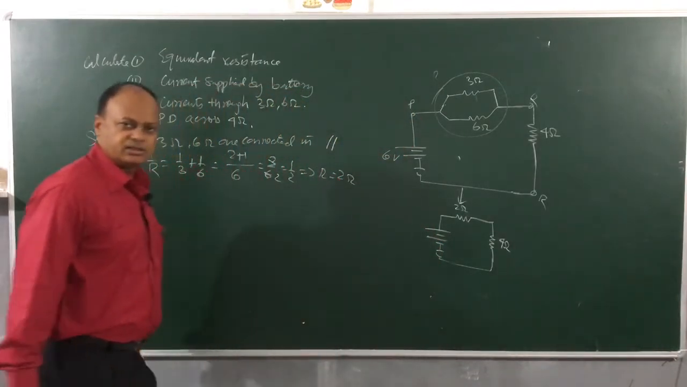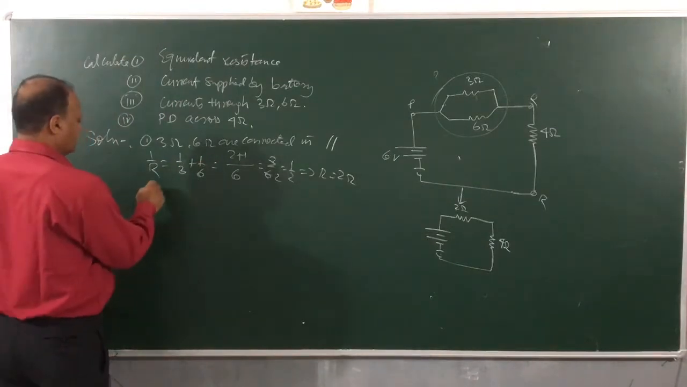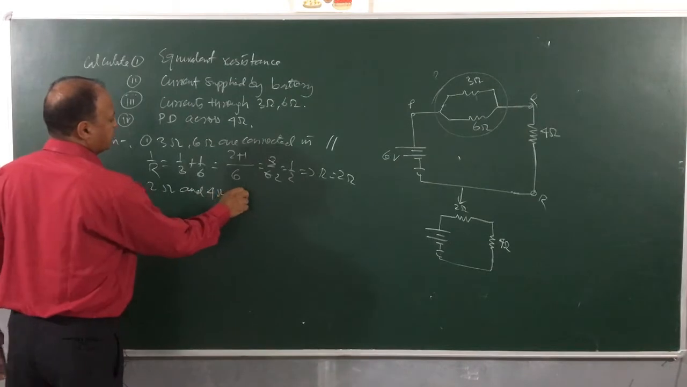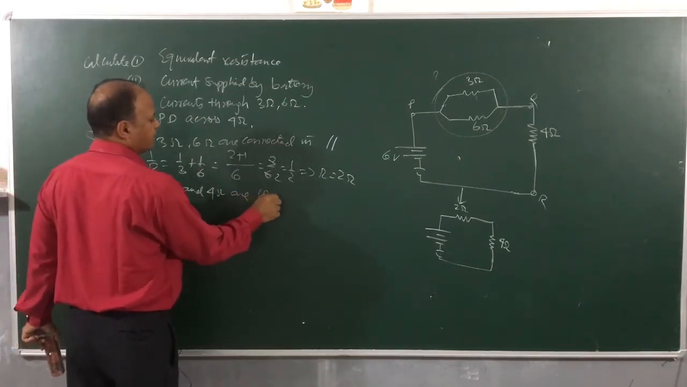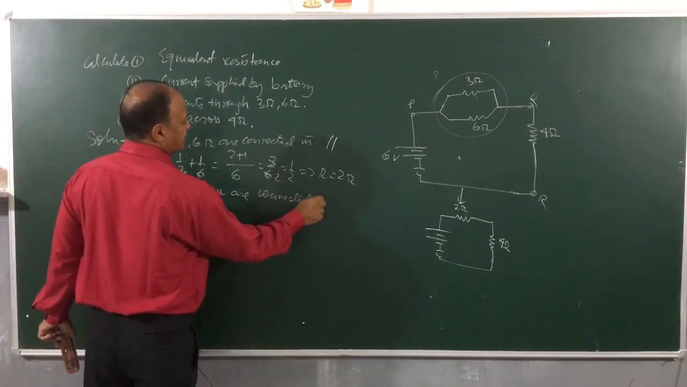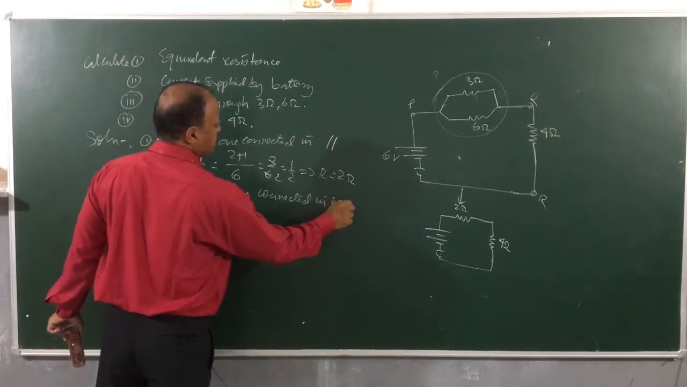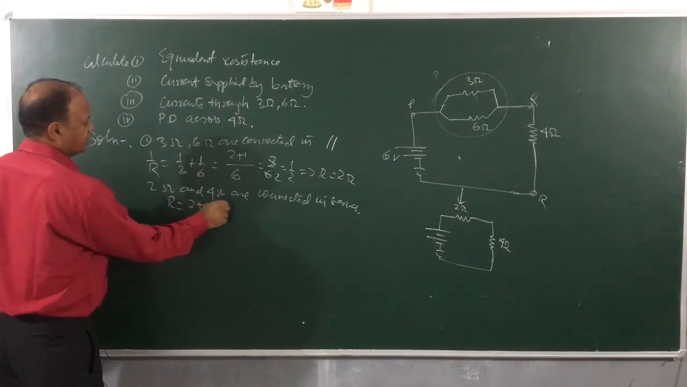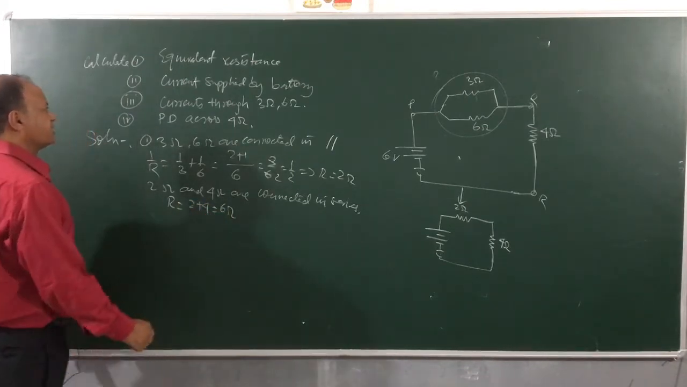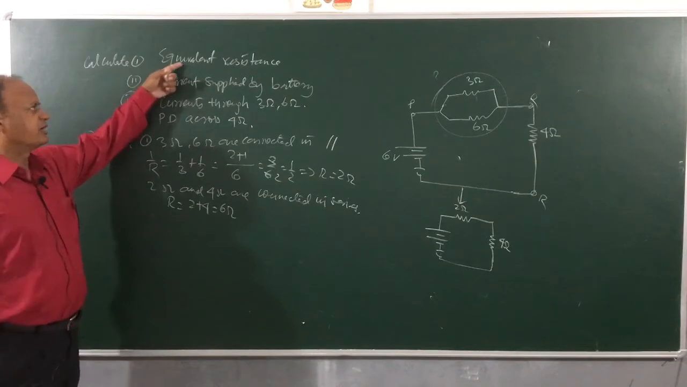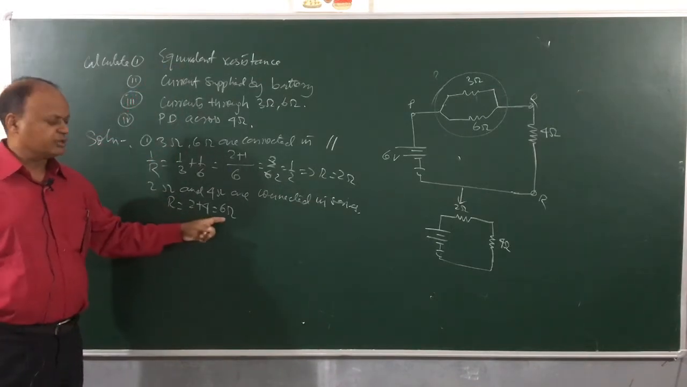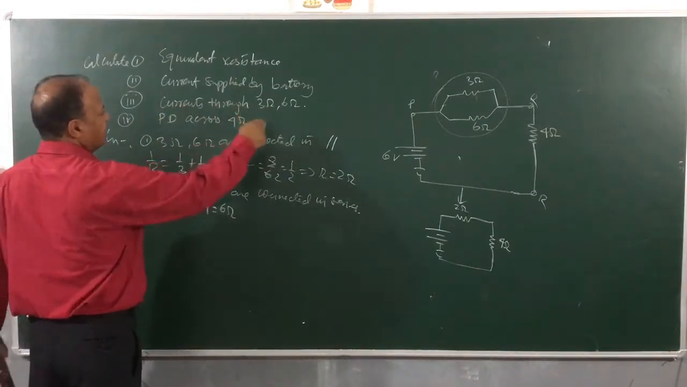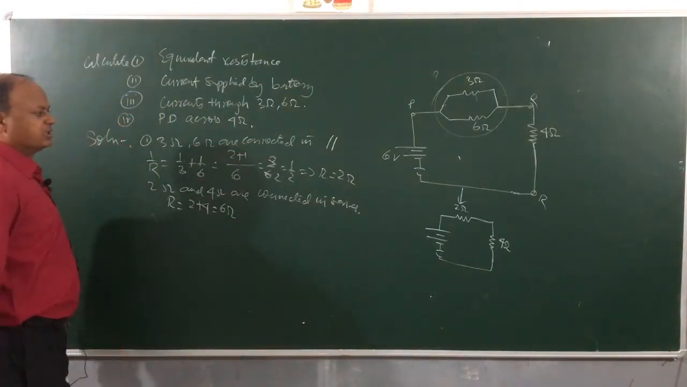The key is closed, right. So, you can see now that 2 ohm and 4 ohm are connected in series. The equivalent R is equal to 2 plus 4, 6 ohm. So we got the first answer. We had to calculate the equivalent resistance, and its value is 6 ohm, right?